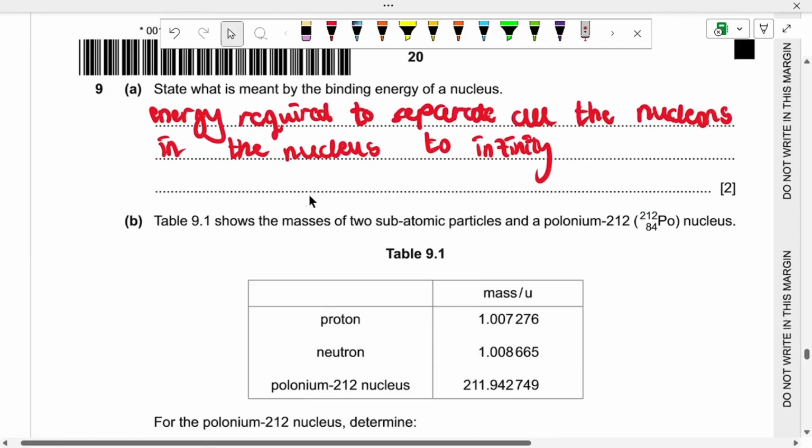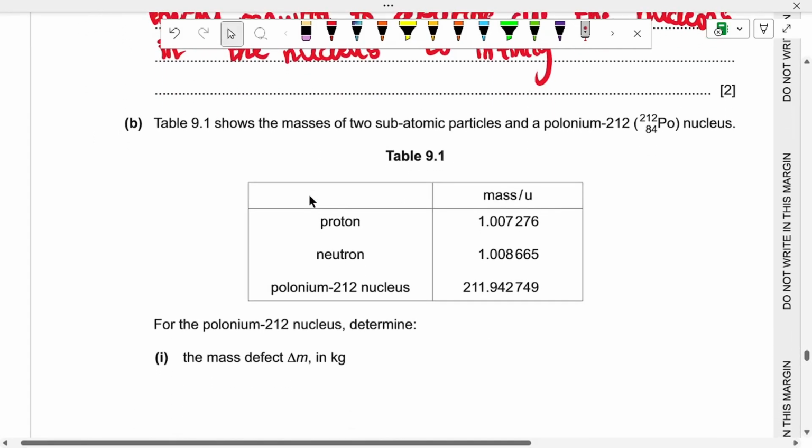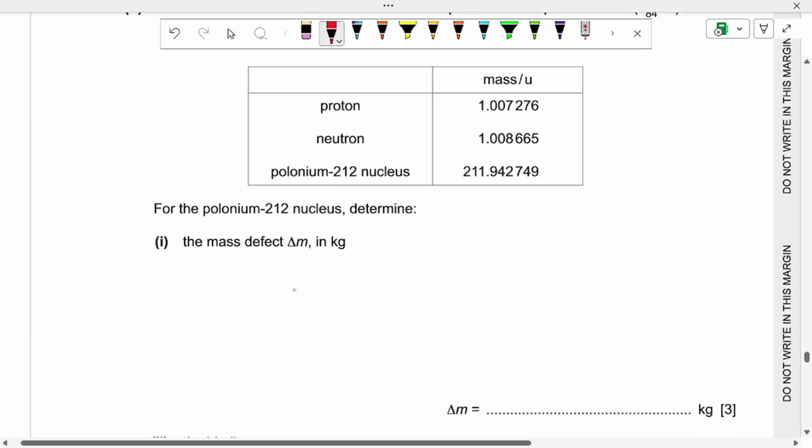Okay, so I'm given Table 9.1, which shows the masses of two subatomic particles, a proton and a neutron, and I've been asked to find the mass defect. So the theory is, guys, some of these things are a little abstract to understand, but the theory is, if things are separated, they weigh more than if they were combined. If you have a human and you separate the arm, the body, and all of that, put them aside, and weigh them, that's going to be heavier than if all of them were combined together.